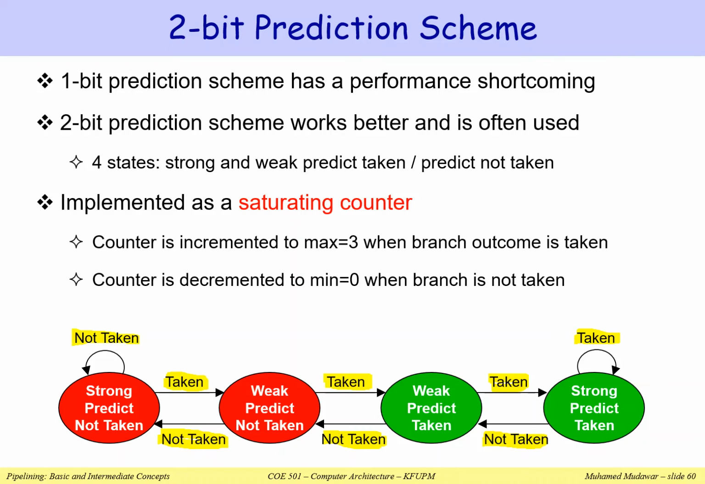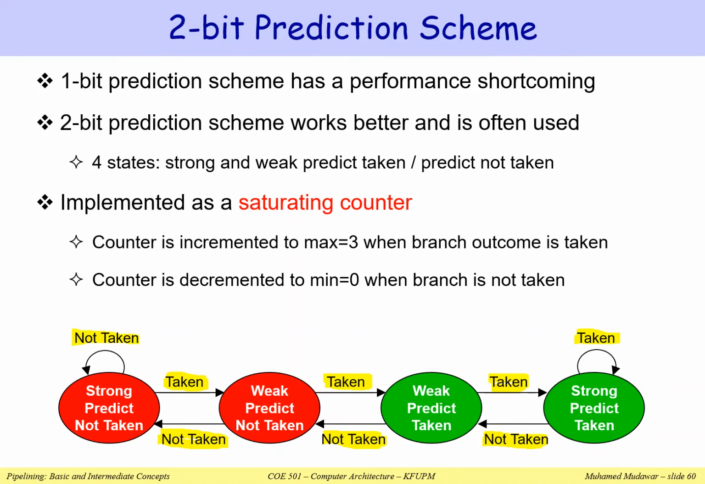So for example, if we have an inner loop and an outer loop, in the case of the inner loop we will actually end up in strong predict taken. So the value of the 2-bit prediction scheme, the value of the 2 bits will be 3. And we end up here in the state which is strong predict taken in the case of a loop, because the loop iterations are always taken.